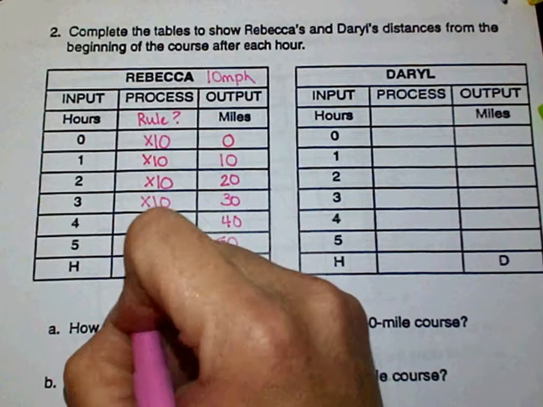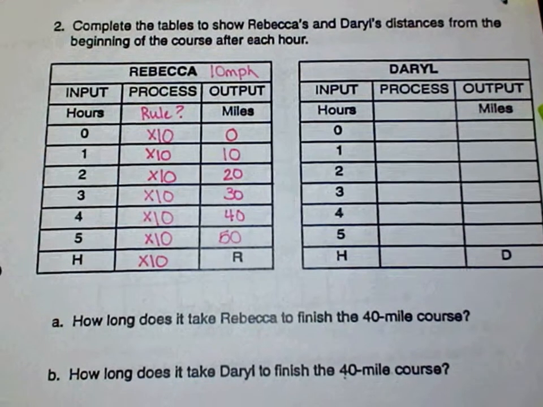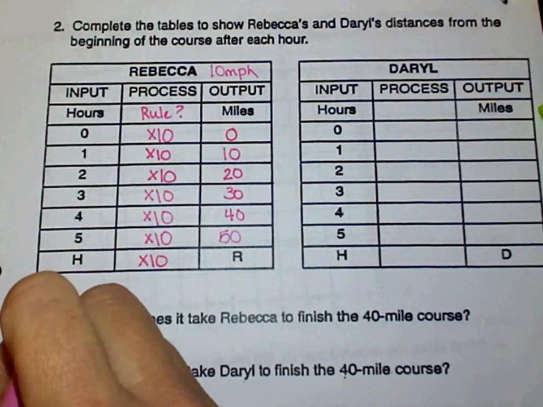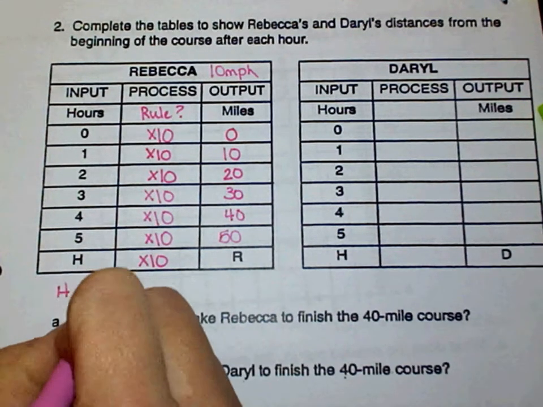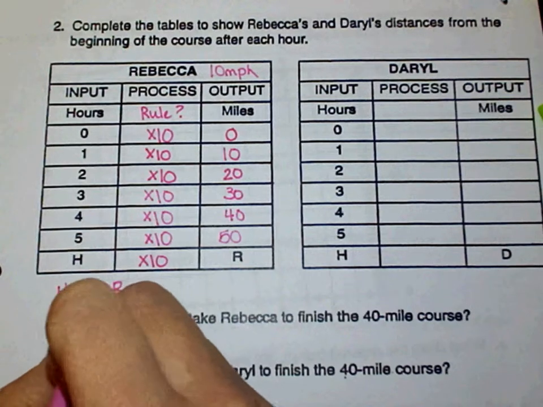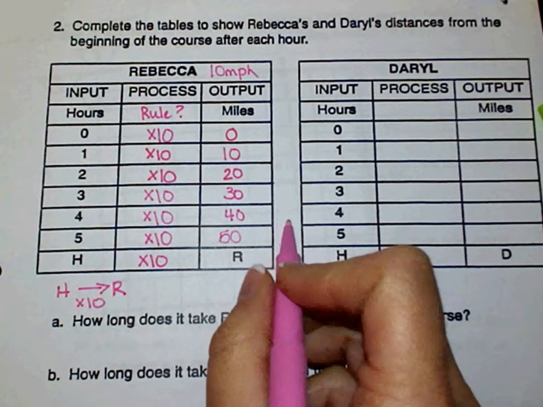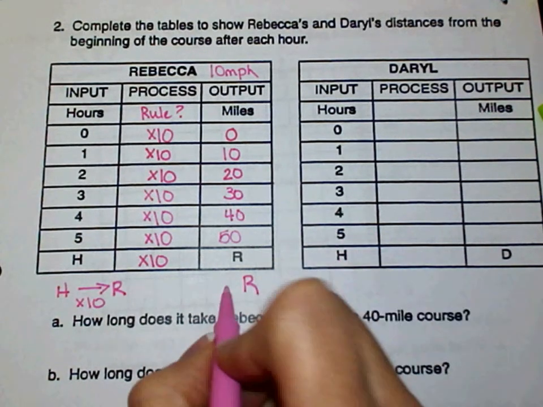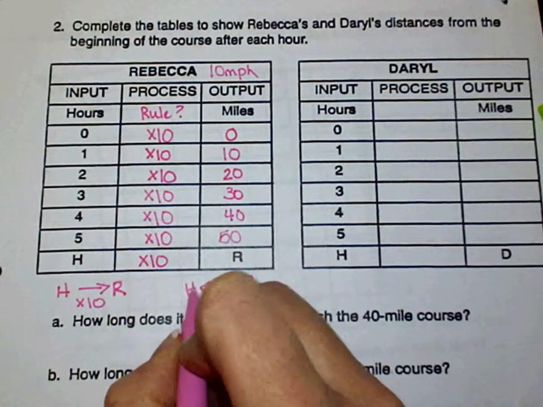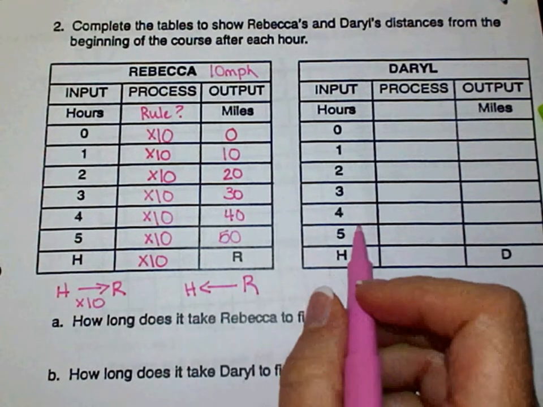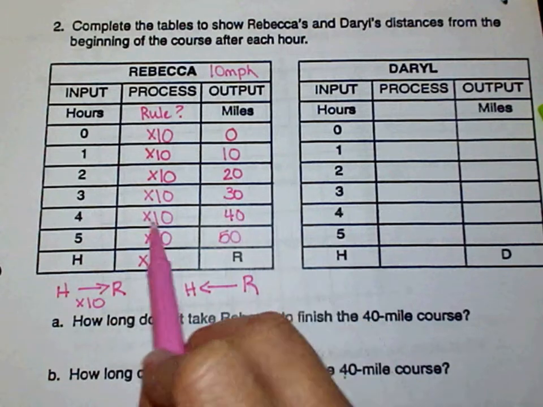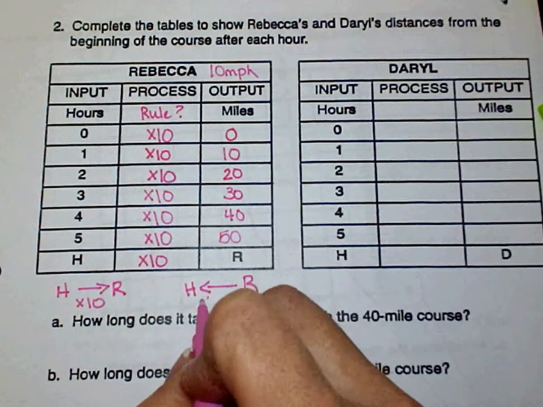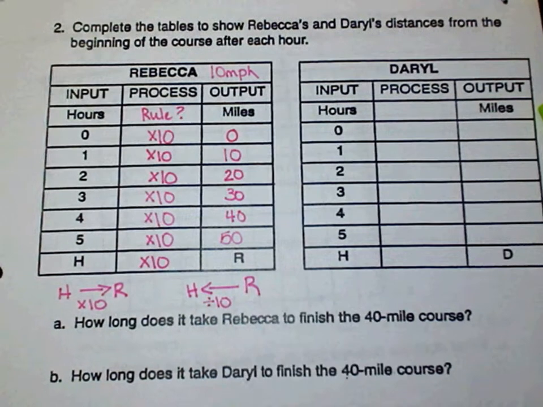So let's finish off our rule. If we were to look at our table from hours to Rebecca's miles, our rule is times 10. But if we were looking at miles that Rebecca cycled to hours, how would our rule change? Well, we wouldn't want to say 40 times 10 is 4 because that wouldn't make sense. So our rule would change. 10 would stay the same, but our multiplication would turn to division. And you should remember that from 4th and 5th grade table reading.